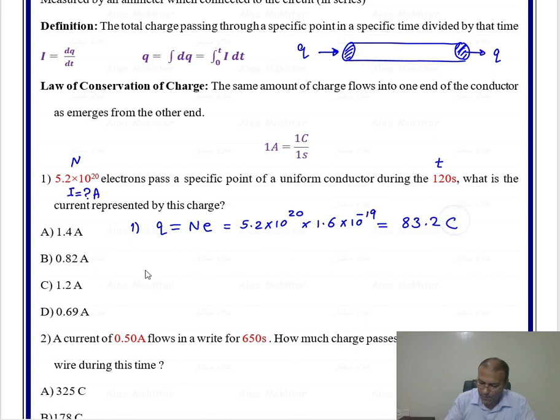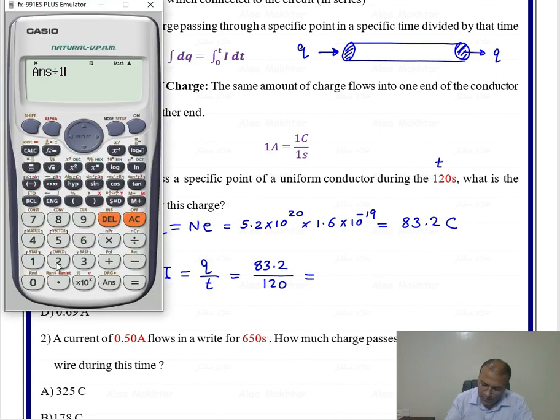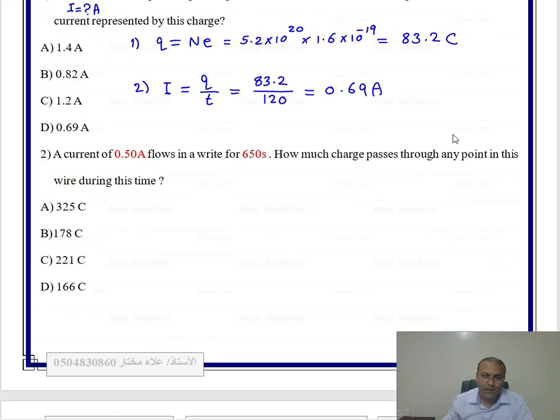83.2 coulomb. The second step to solve this problem: he asked about current. I equals Q over time. We have Q, 83.2, divided by time, 120 seconds. The answer is 0.69 ampere.